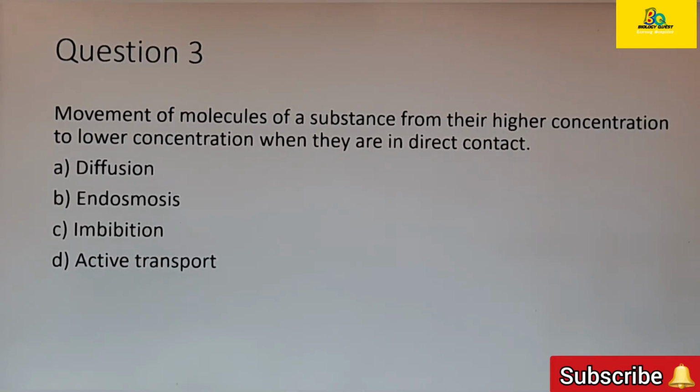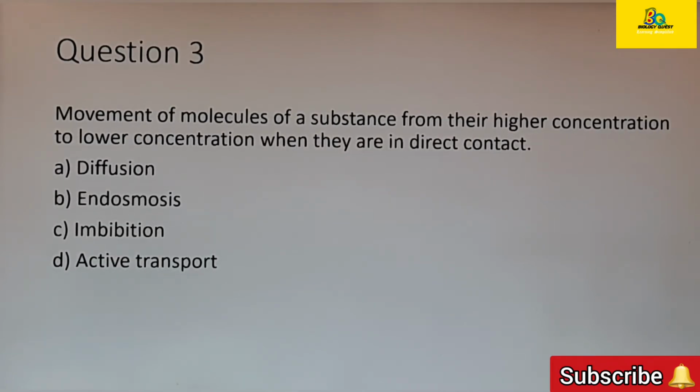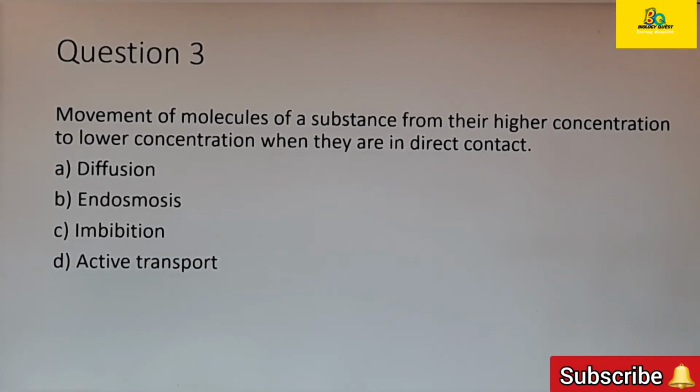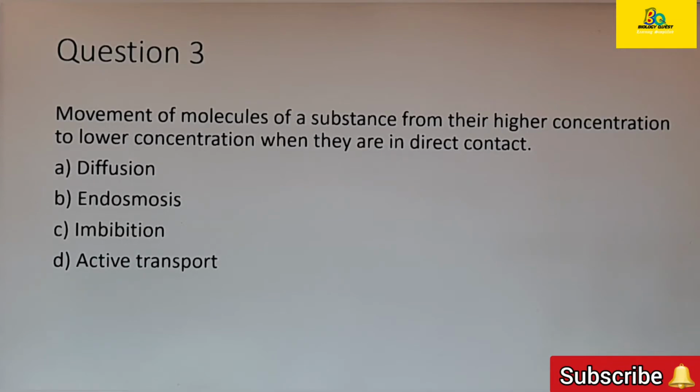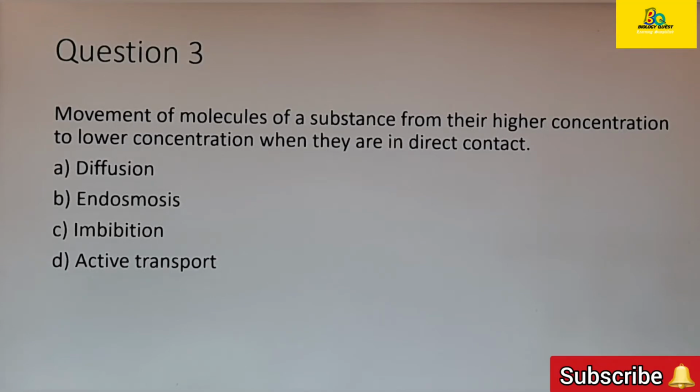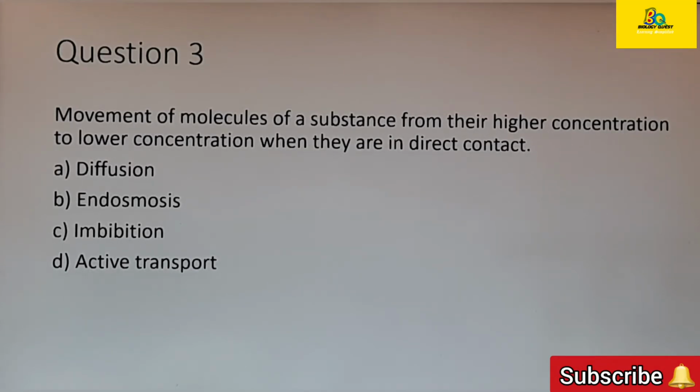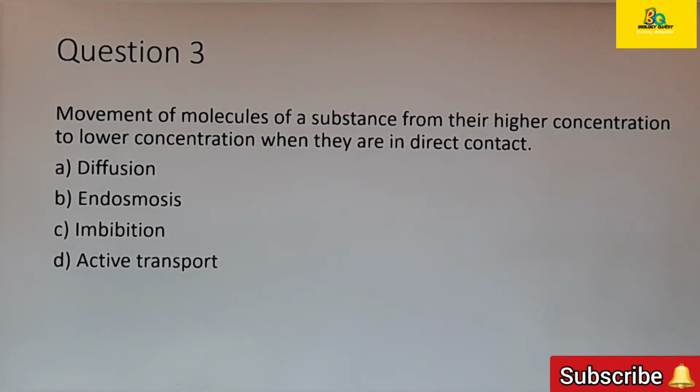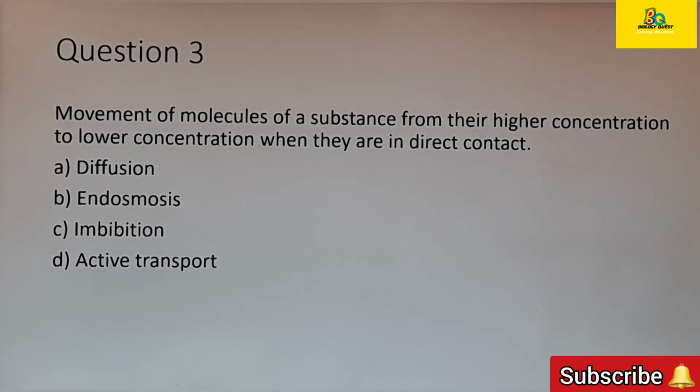Question 3. Movement of molecules of a substance from their higher concentration to lower concentration when they are in direct contact. Okay, options are diffusion, endosmosis, imbibition, active transport. So for this you should know the definitions of each of these terms. So here the question is, molecules of a substance are moving from the region of their higher concentration to a region of their lower concentration, but the two regions are in direct contact.